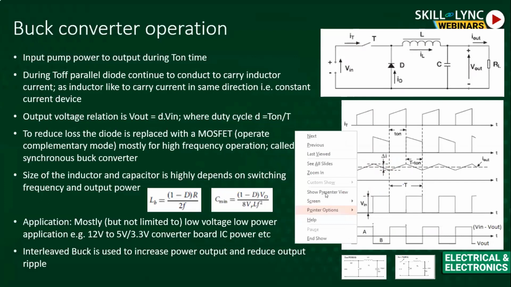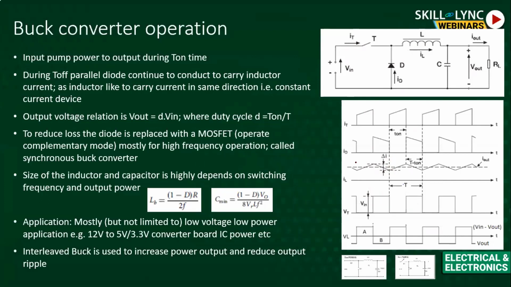I'll just show you. It will be like this. The current waveform will be like this. If I average it, there will be much lesser ripple. Now the delta I you are seeing, because of this interleaving, it will become delta I by 2. So with that, I'll move on to the next one, the boost converter.